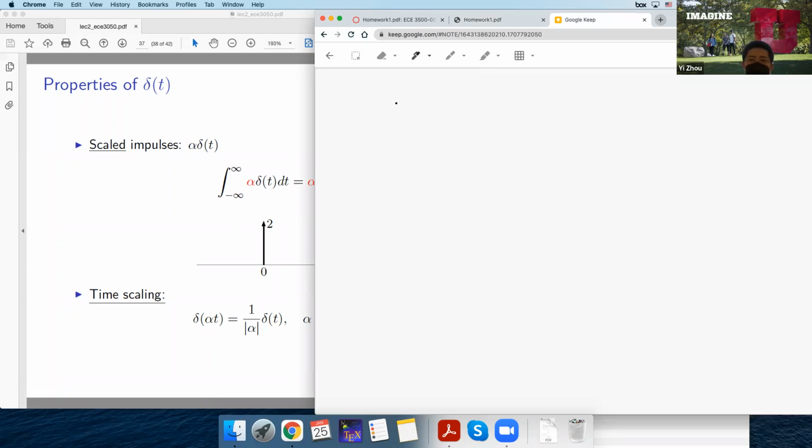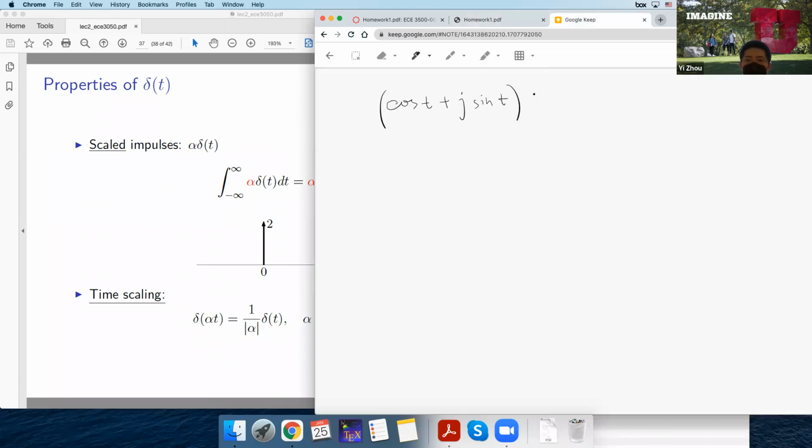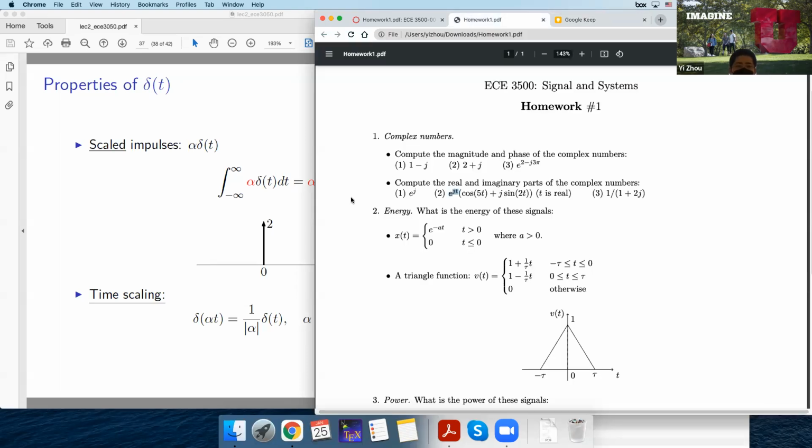So e to the jt is cosine t plus j sine t. So this is that exponential part, and then multiplied by whatever is inside. And then you just do a calculation. And when you do j squared, it is -1. So you need to be a little bit careful here. Okay, so other questions?